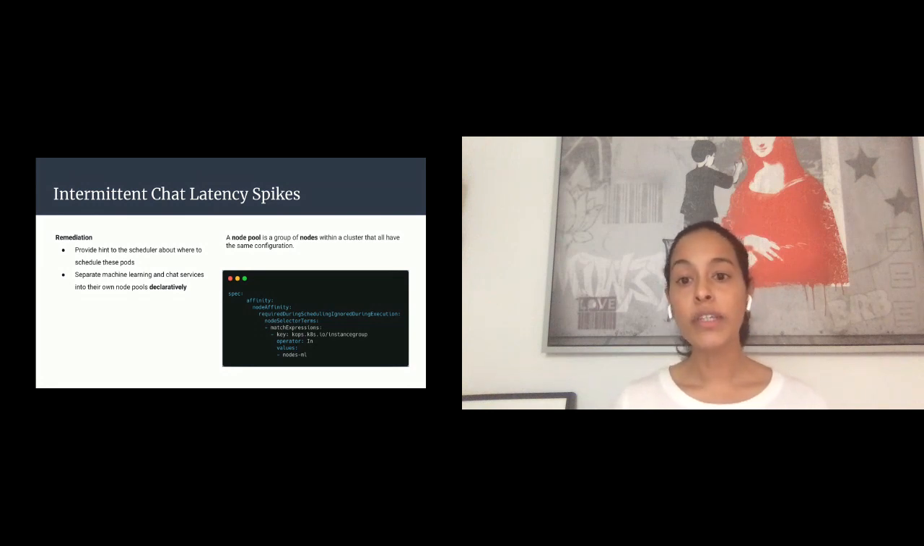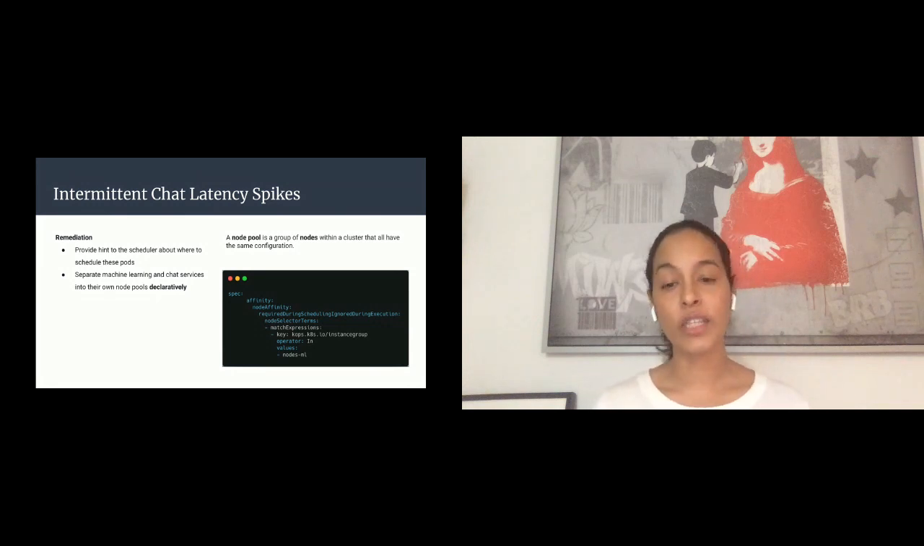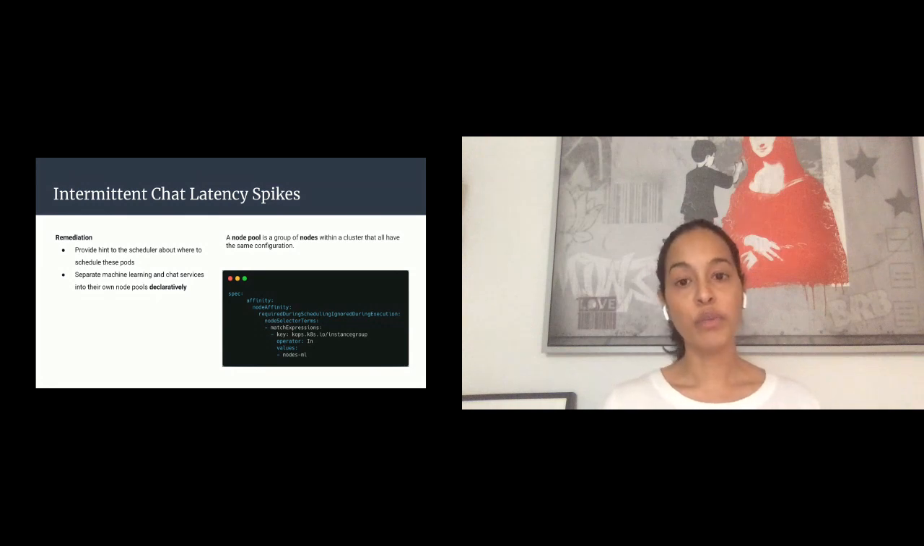A node pool is a group of nodes within a cluster that has the same configuration. So we created a machine learning node pool, and then we created a chat services node pool. And the best bit is that you can do it declaratively. So you create the node pool, and then in your pod definition, let's say in a machine learning service pod definition, you specify affinity, especially node affinity, which is required during scheduling. So it's a helpful hint for the scheduler.